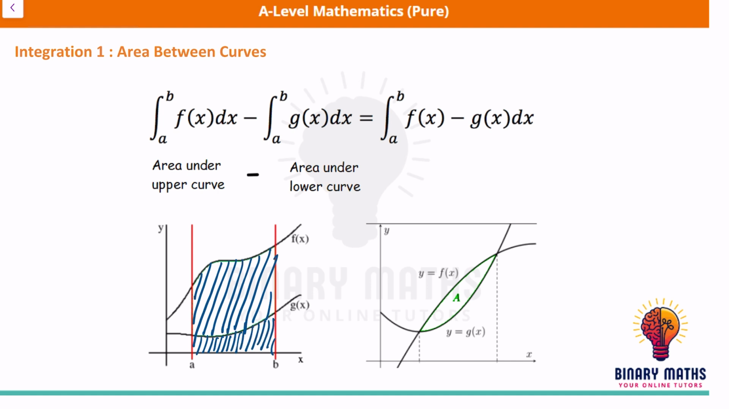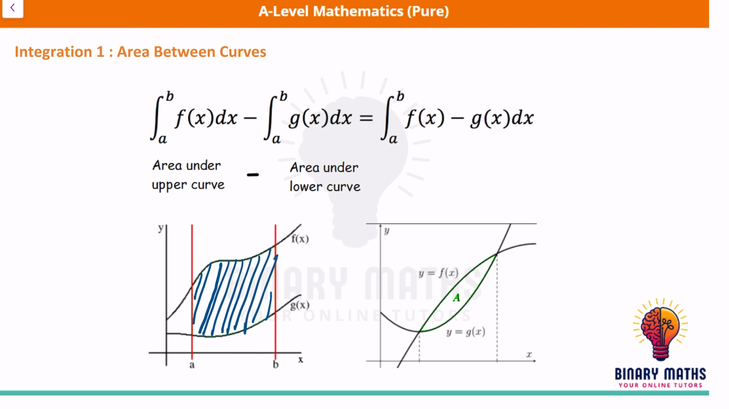Now, if I integrate g of x between b and a, then I end up getting this part, so everything underneath g of x between a and b. Then if I do area under the upper curve take away area under the lower curve, what I get is the area in between. So that is obviously what remains, which is there. So all that disappears and all I'm left with is the area in between the two curves.